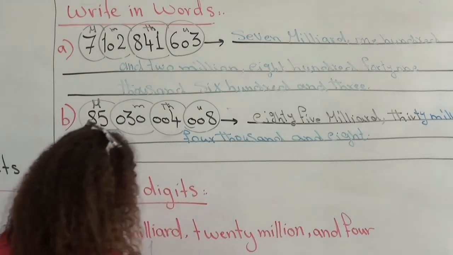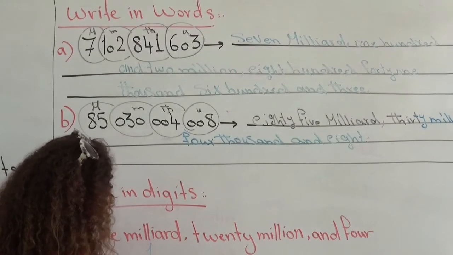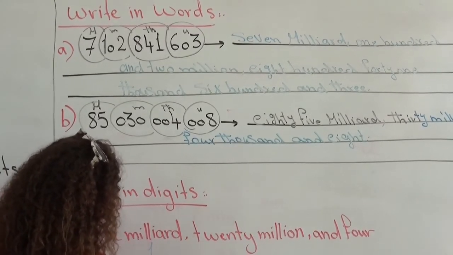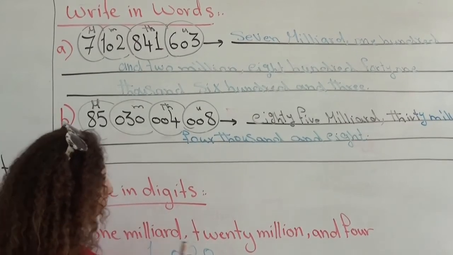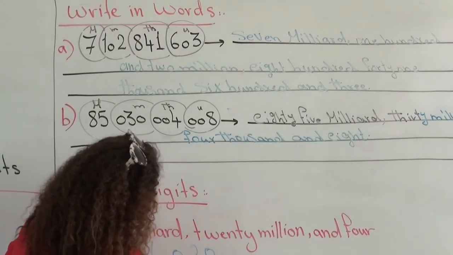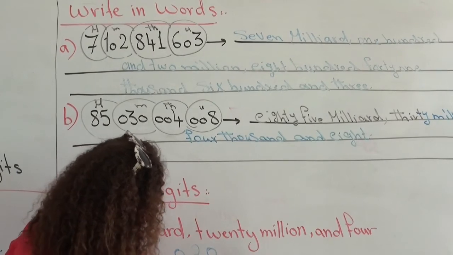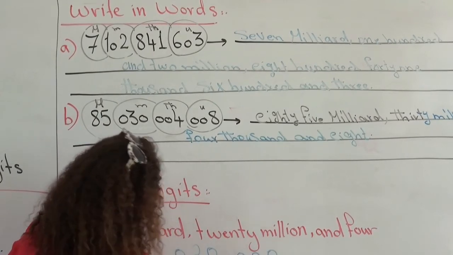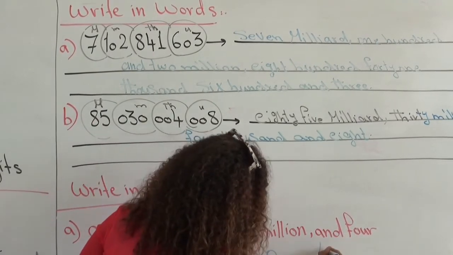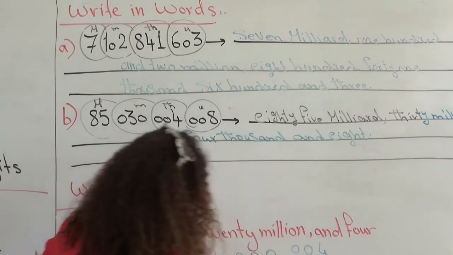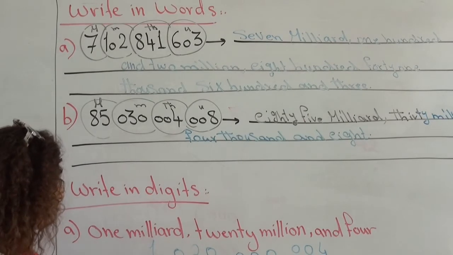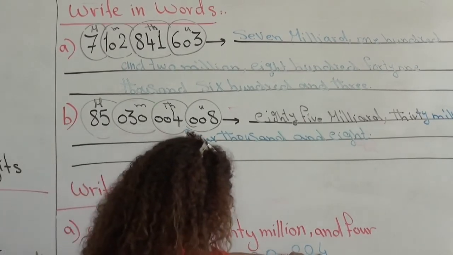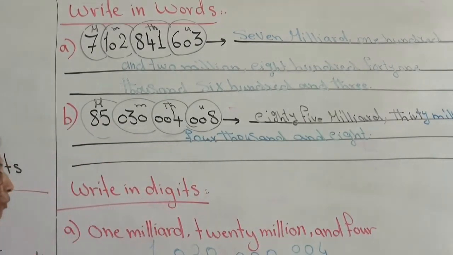20 million, in the millions family I will write 20, so I don't have 100 million. And 4, I don't have 1,000, okay? So I will replace it all by zeros. And the last digit, I will write here 4. So it will be 1 milliard, 20 million, and 4.